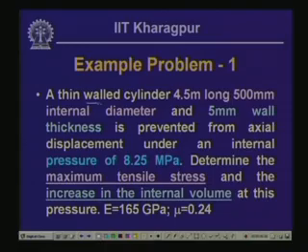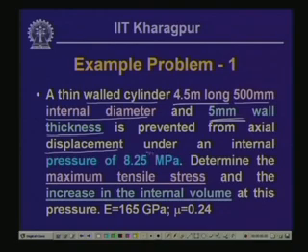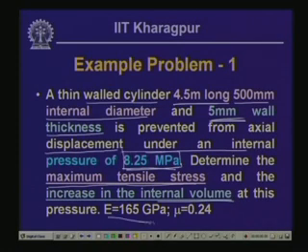A thin walled cylinder 4.5 meter long, 500 millimeter internal diameter and 5 millimeter wall thickness is prevented from axial displacement under an internal pressure of 8.25 megapascal. All you will have to do is determine the maximum tensile stress and the increase in the internal volume at this pressure of 8.25 MPa, given the value of E as 165 GPa and mu as 0.24. Let us look into how you get the maximum tensile stress and then the increase in the internal volume.